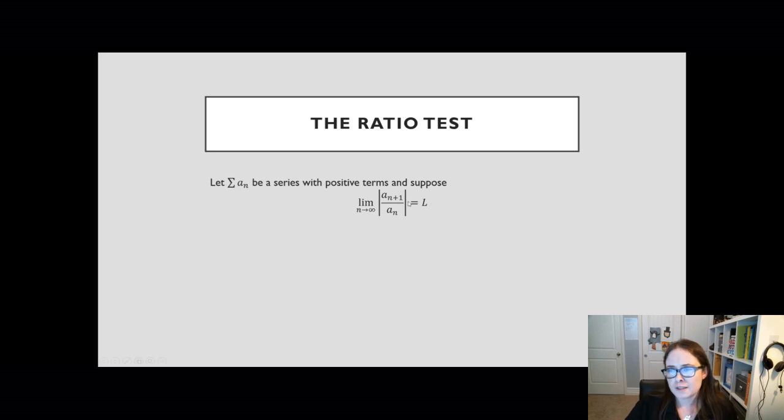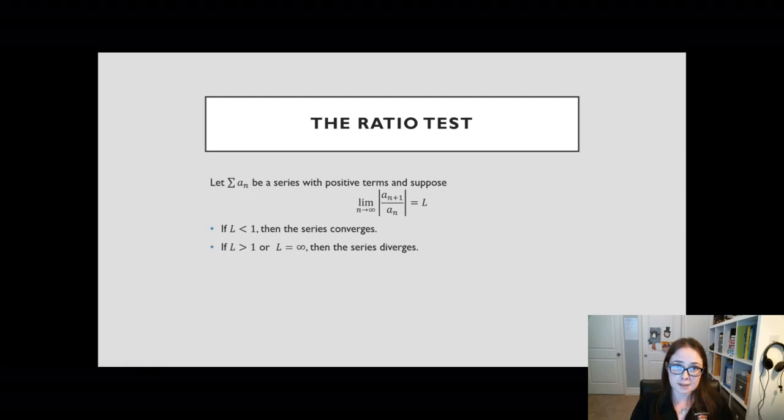So the idea is you take this limit and you see what you get. And if this limit is less than 1, then I can say the series converges. I can even say it absolutely converges if I have the absolute value in there. If I get a value that is greater than 1 or infinity, then the series diverges.